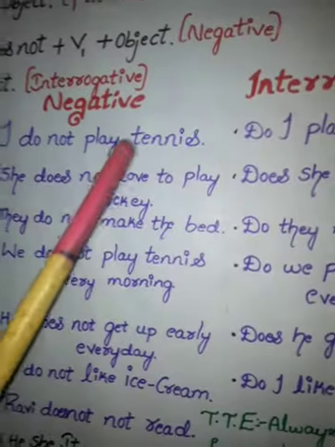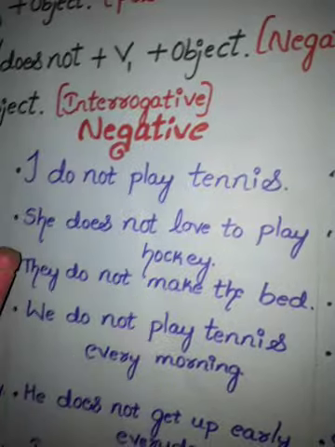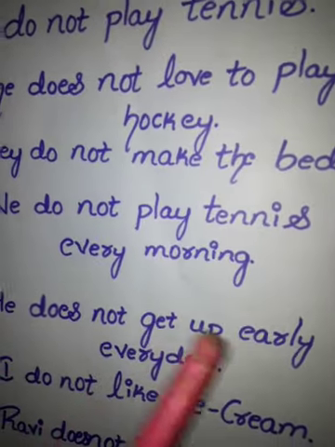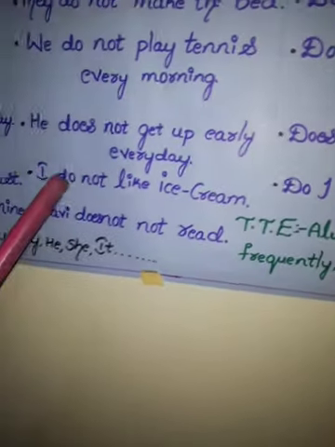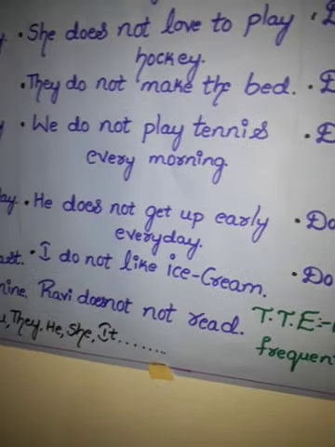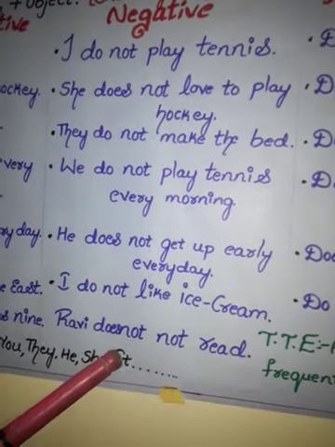I do not play tennis. She does not love to play hockey. They do not make the bed. We do not play tennis every morning. He does not get up early every day. I do not like ice cream. Ravi does not read. Sheila does not get up early in the morning, etc. So these are all examples for negative sentences.